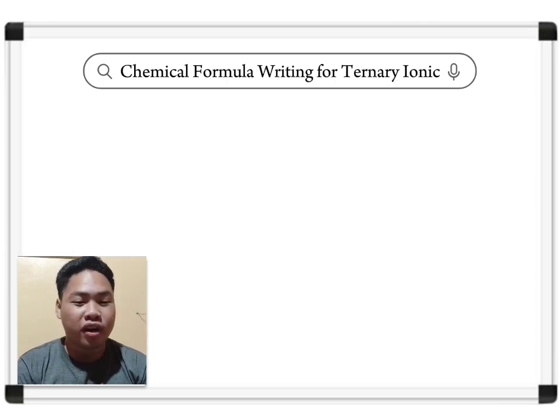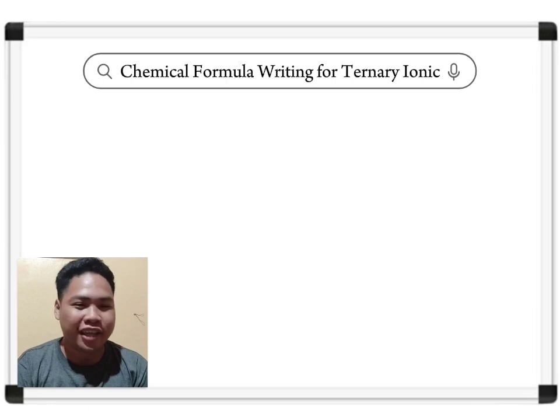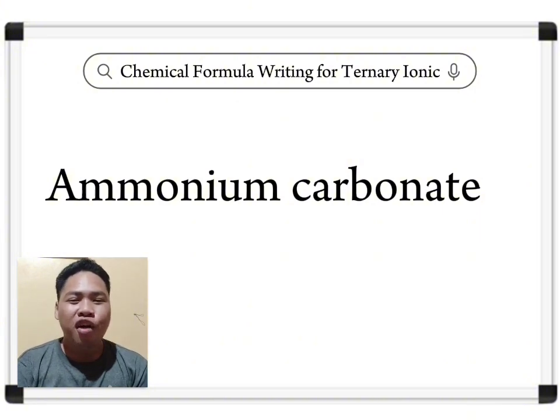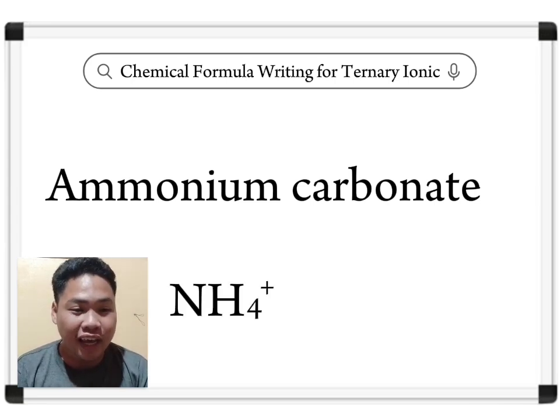Let's try one more. This one's a little bit strange, so don't let it trick or confuse you. Pause and write the formula for ammonium carbonate. And I'll give you a hint: ammonium is not on the periodic table. For ammonium carbonate, we have 2 polyatomic ions. So we look up ammonium on the common ion table, and that's NH4. And it has a positive charge.